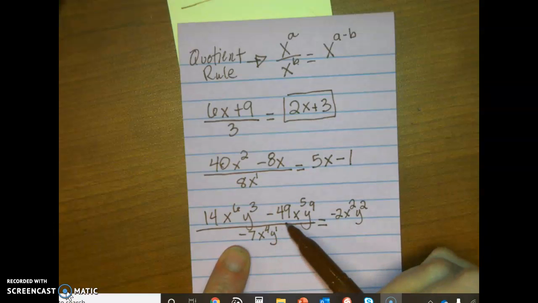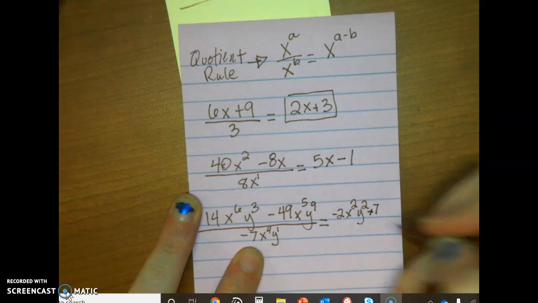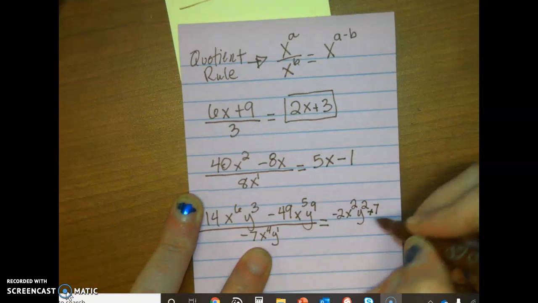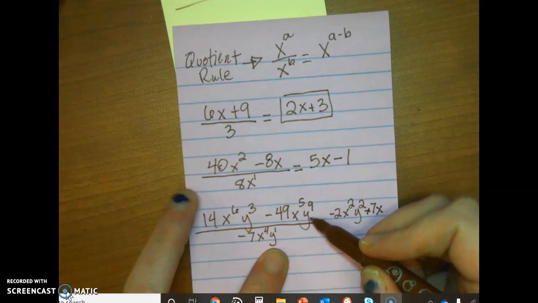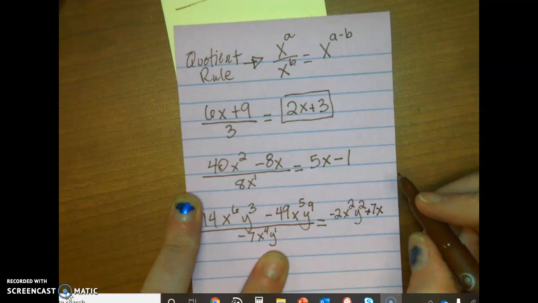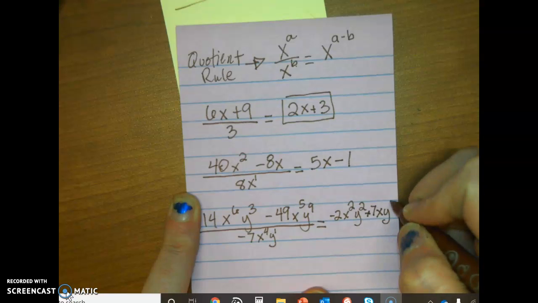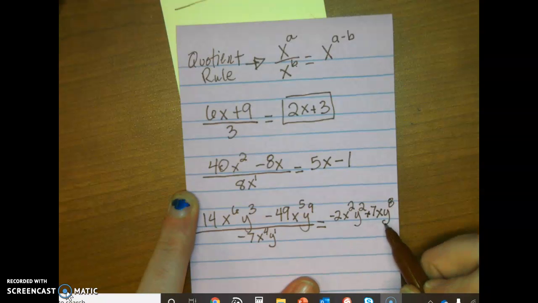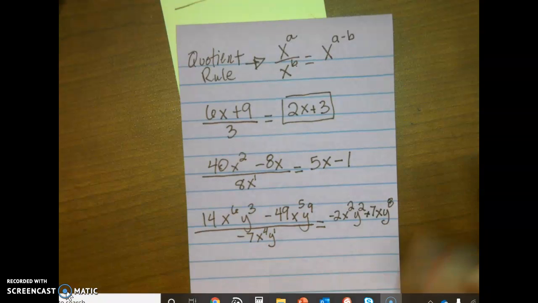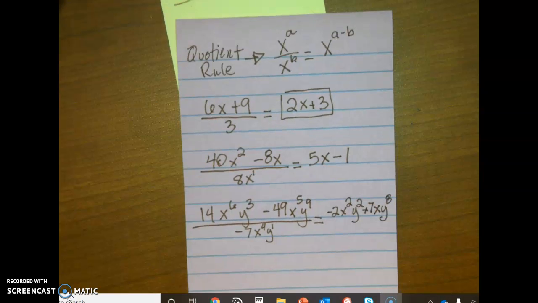Now let's do this part. Negative 49 divided by 7 is positive 7. 5 x's minus 4 x's is just x. 9 y to the 9th power divided by y to the first power is going to be y to the 8th. So here's our lovely long squished answer, sorry. Hopefully you're writing this on your whole sheet of paper. So you see how we just worked through each piece to go through it, okay?